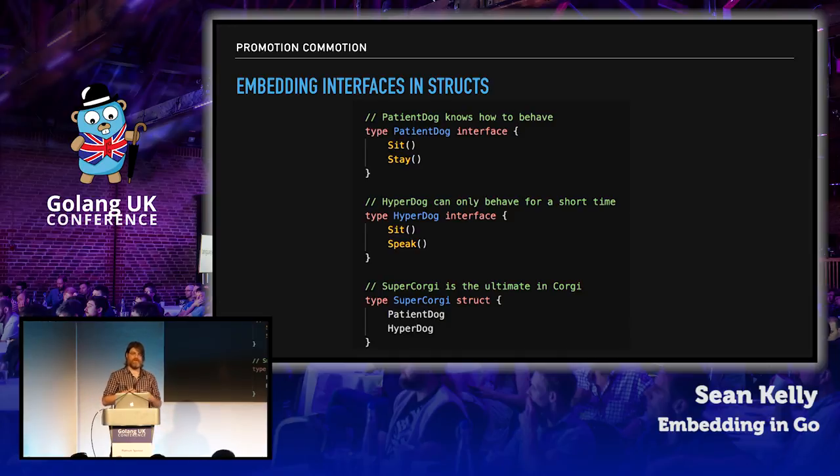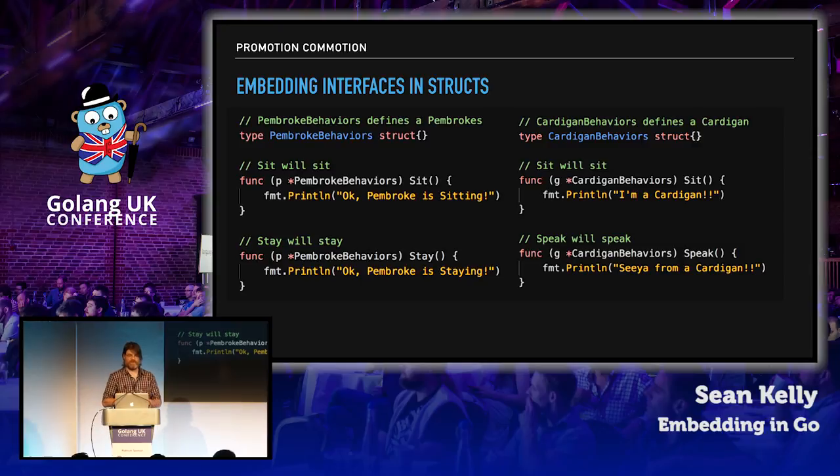And so instead of embedding directly a Pembroke and a cardigan, you embed the concepts of a patient dog and a hyper dog, because sometimes you want your dog to behave, and other times you want your dog to cut loose and have fun because he's a dog and dogs are awesome. And so you might define an abstract set of behaviors for a Pembroke and for a cardigan. For a Pembroke, because they're very good boys and very well behaved, like my dog, it knows how to sit and it knows how to stay. But cardigans, who maybe are a little bit more rambunctious, a little bit of the bad boy in the block, know how to sit and they know how to speak.